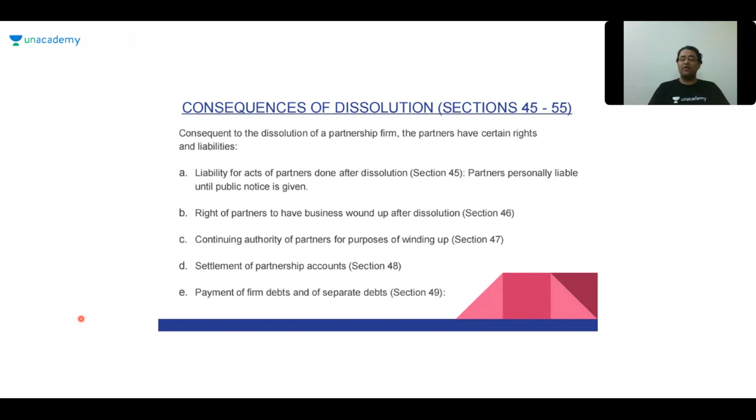Settlement of partnership accounts. Yes, when the partnership firm is dissolved, all the partners need to draw up their accounts and pay to the firm if anything is owed by them, and take from the firm if anything is owed to them by the partnership firm. Payment of firm debts and of separate debts. Again, like I said, accounts are drawn up, assets are all sold off, the money is collected, and with that money, all the outside liabilities and firm's debts are paid off. And who is responsible to do this? The partners are responsible to do this at the time of dissolution.